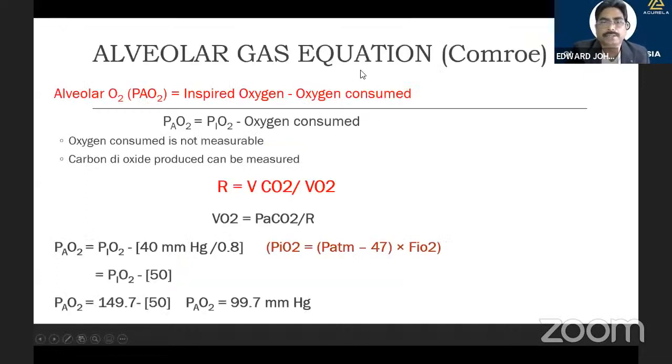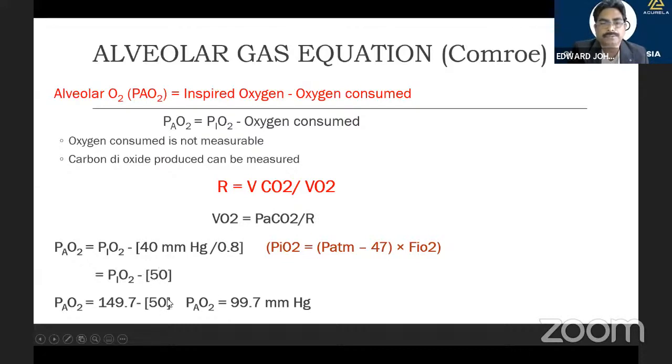In the alveoli, this is the alveolar gas equation. In the alveoli, the inspired gas minus the oxygen consumed gives the alveolar oxygen tension. You know the oxygen consumption is not measurable, but the carbon dioxide production can be measured by the arterial PaCO2. The ratio of carbon dioxide production to oxygen consumption is called the respiratory quotient. It is 0.8. So if you know the respiratory quotient, 0.8, and the arterial PaCO2, then you can calculate the oxygen consumption. Oxygen consumption equals PaCO2 divided by R. PaCO2 is 40, R is 0.8, so it comes to around 50.